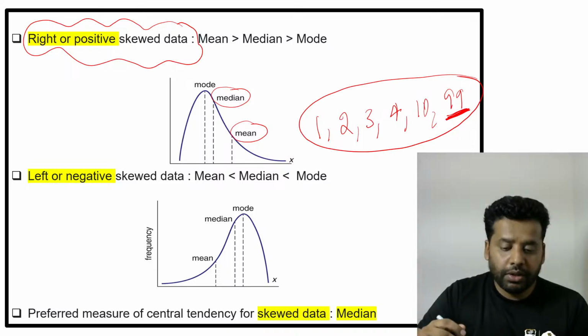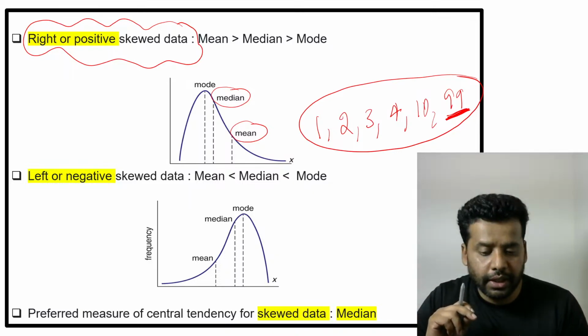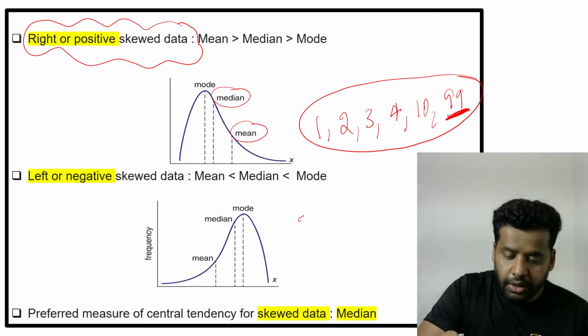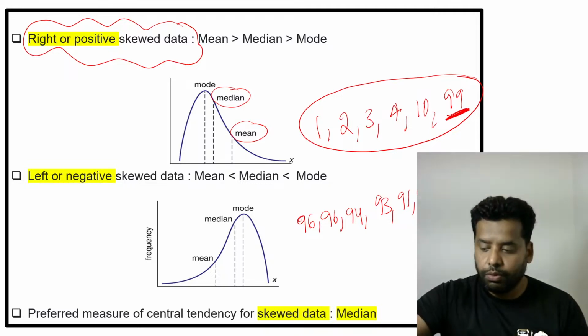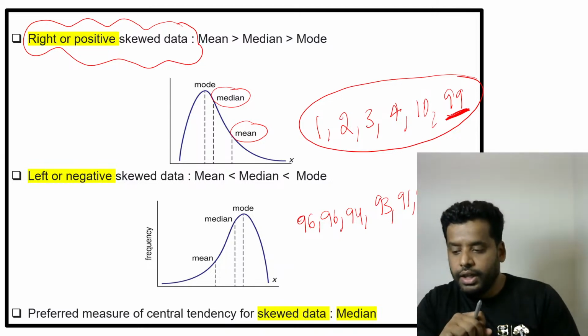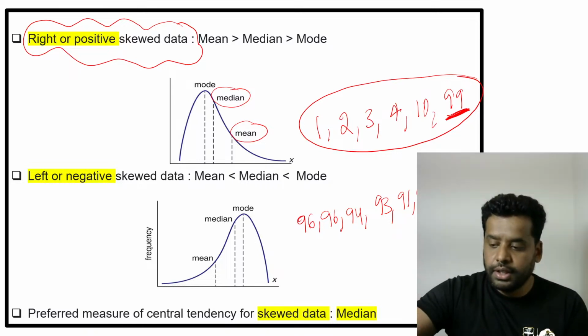But if the scenario is completely opposite, for example, 96, 96, 94, 93, 91, 92, 2, 3. This is the question. Now tell me, is the outlier in the higher end or lower end? Lower end. 2, 3. Outlier is in the lower end.